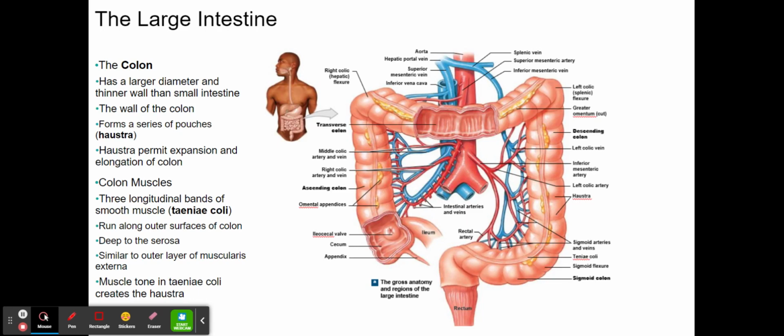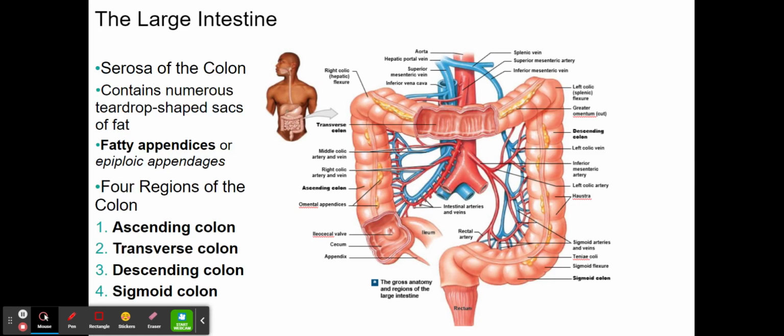3 separate longitudinal bands of smooth muscle, called the taeniae coli, run along the outer surfaces of the colon just deep to the serosa. These bands correspond to the outer layer of the muscularis externa in other portions of the digestive tract. Muscle tone within the taeniae coli is what creates the haustra. The serosa of the colon contains numerous teardrop-shaped sacs of fat called omental appendices, also called fatty or epiploic appendages.